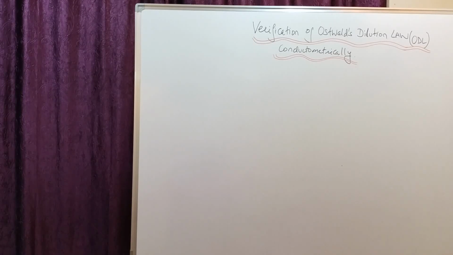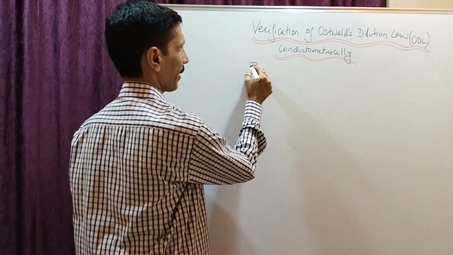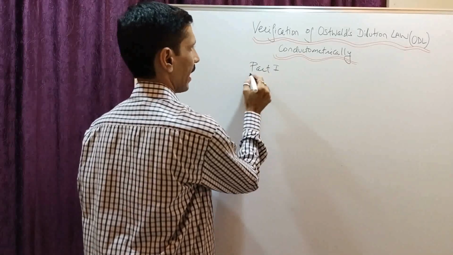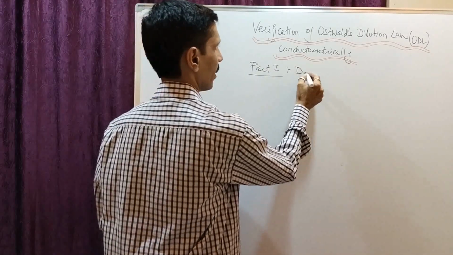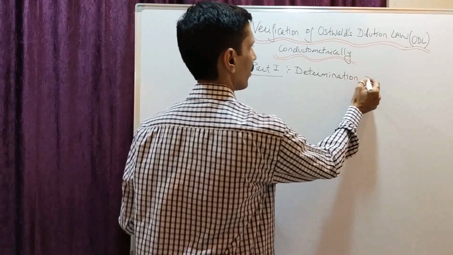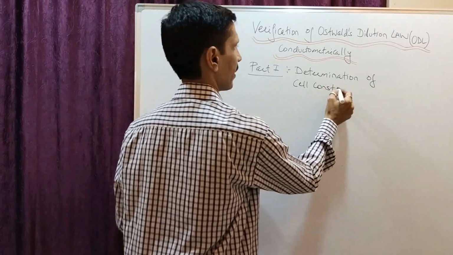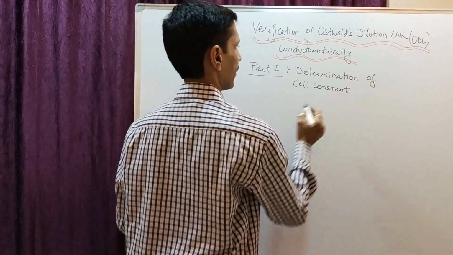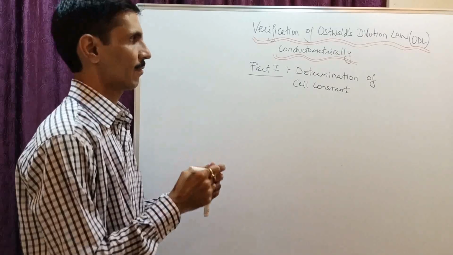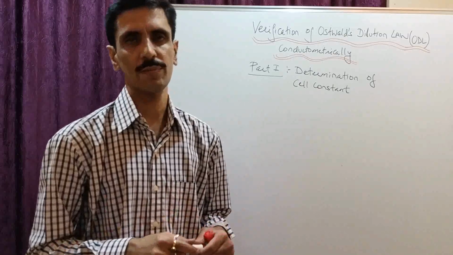Alright, my dear friends, now I am going to explain the procedure of this particular experiment. So, we begin with part 1, and that is about determination of cell constant. Now we have a conductivity cell that's going to be used. This also, we call a platinum cell. So first we need to find out the cell constant.